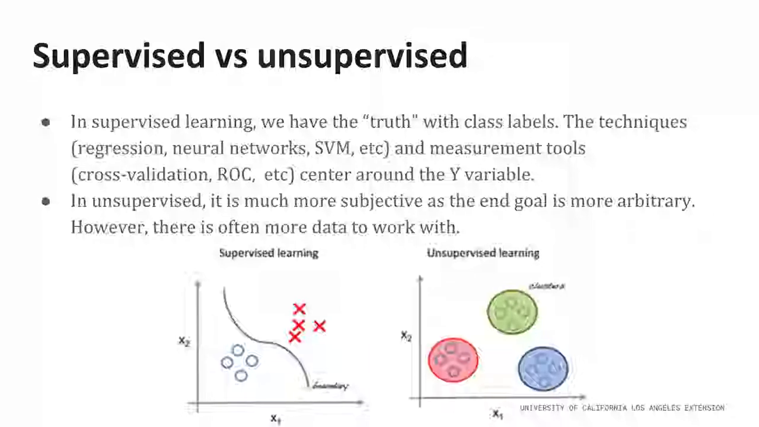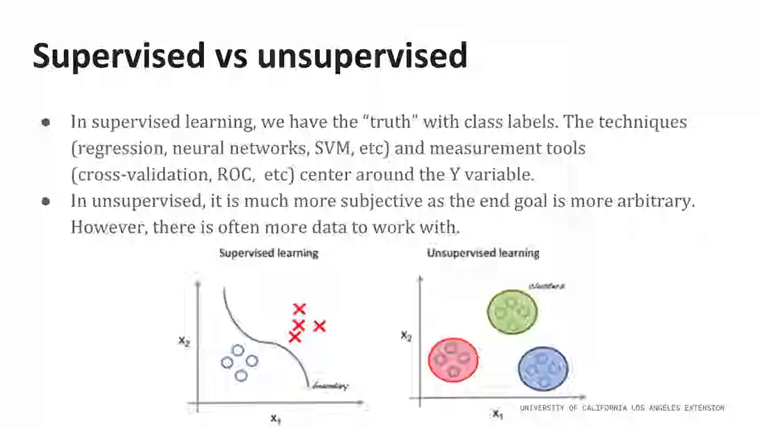So we know that with supervised learning, we have the y variable that we're trying to predict. And that's kind of, quote unquote, the truth, right? So all the techniques we've learned, from regression through tree-based models to neural networks to SVM, and all the measurement tools, whether it's cross-validation, accuracy, specificity, confusion matrix, the ROC curve, and the area under the curve, were centered around improving our ability to predict y, which is ultimately kind of the truth.